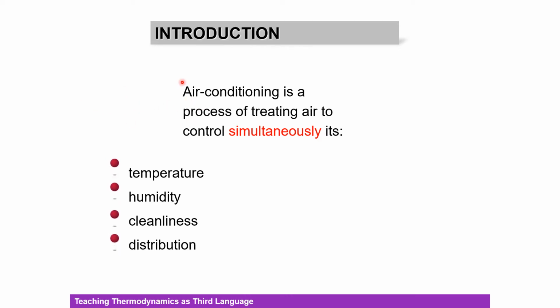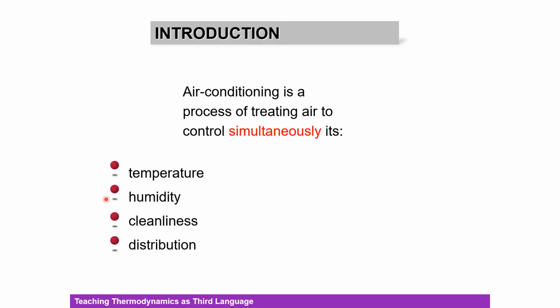So air conditioning is nothing but a process of treating air to control simultaneously these four parameters. The temperature: you can either reduce the temperature or increase the temperature. In Malaysia, because our mean temperature is around 35 degrees Celsius, we will use the air conditioning to lower the temperature to almost 24 degrees Celsius.